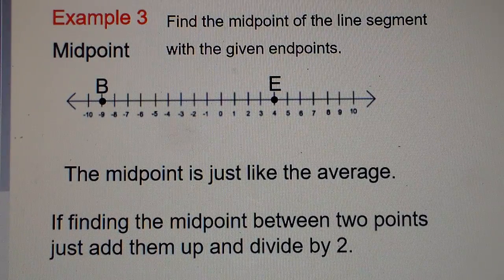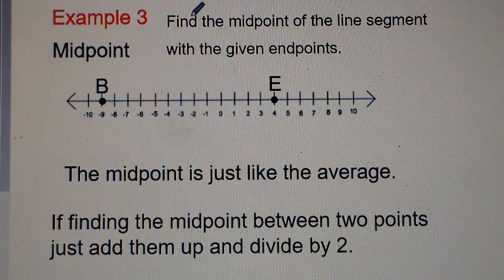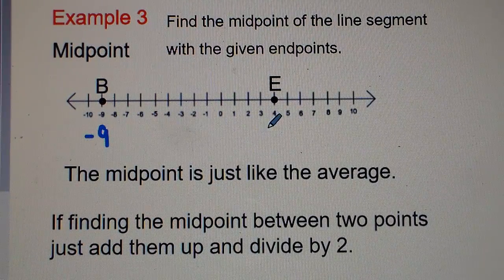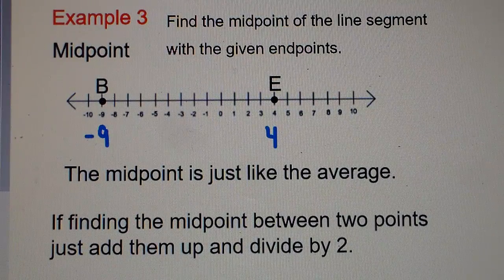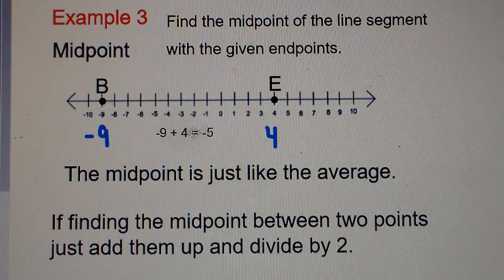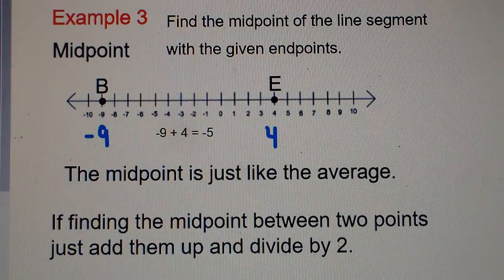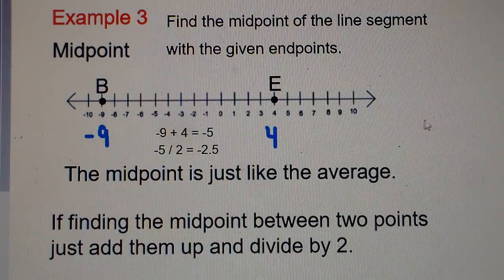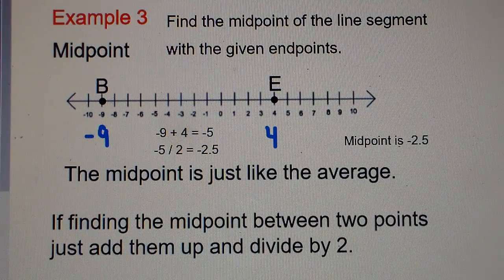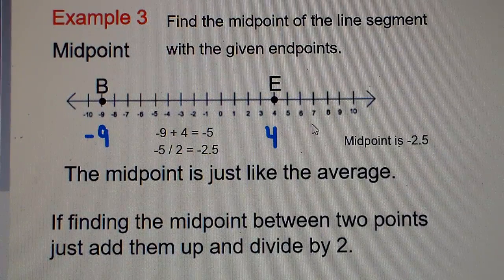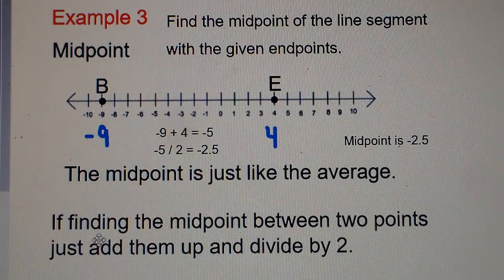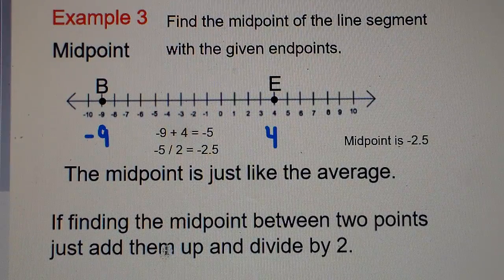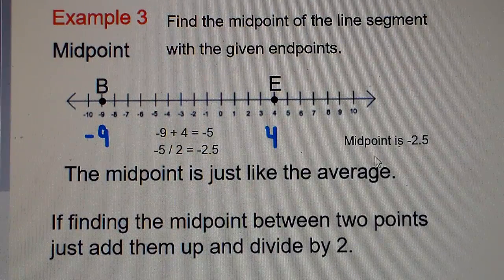Looking here at number 3. Same story, find the midpoint of the line segment with the given endpoints. B is at -9. E is at 4. So -9 plus 4 is -5. And -5 divided by 2 is -2.5. So the midpoint is -2.5. So to find that midpoint between the 2 points, you just add up those 2 coordinates and then divide by 2. And that finds you the midpoint.